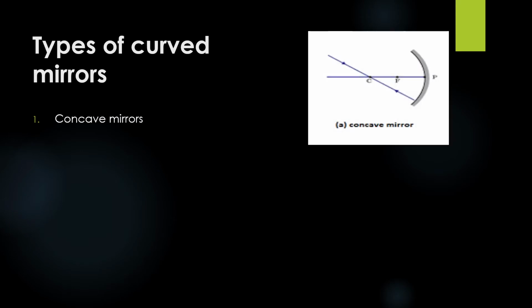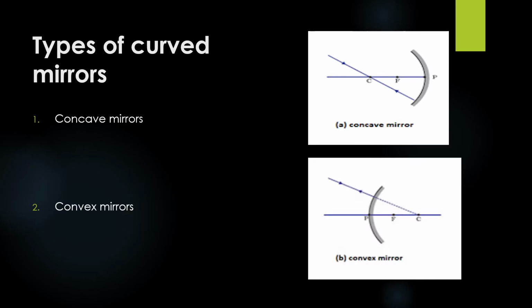If we consider the curved mirrors, there are two main types of curved mirrors: concave mirrors, which in Sinhala is Avatala Darpana, and the second type is convex mirrors, that means Uttala Darpana. So these are the two main types of curved mirrors you find.